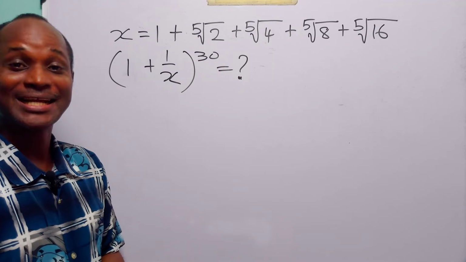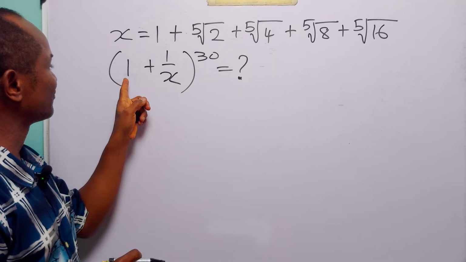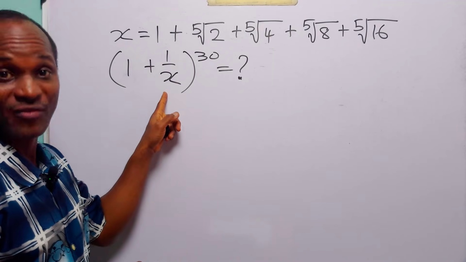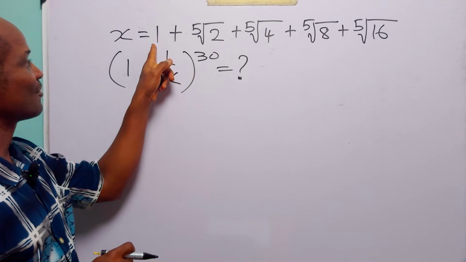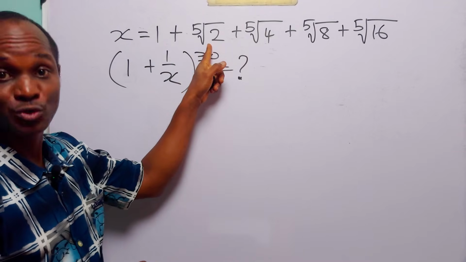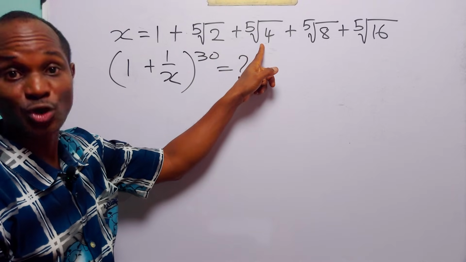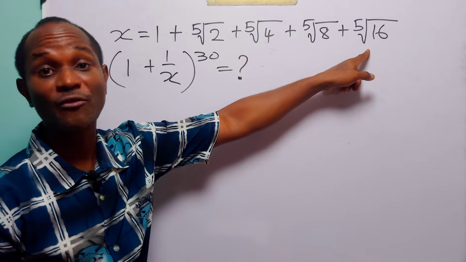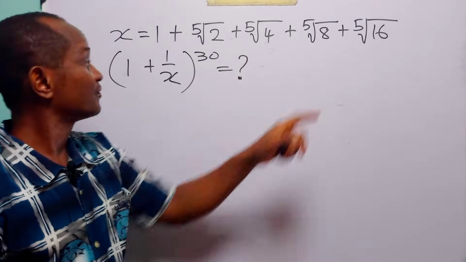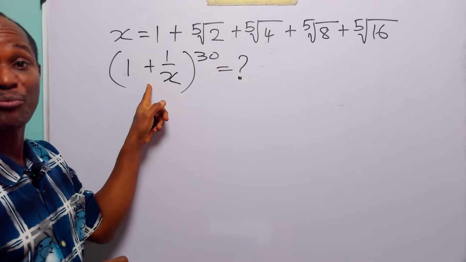Hello and welcome. In this math tutorial, our task is to find the value of (1 + 1/x)^30, given that x is equal to 1 plus the fifth root of 2 plus the fifth root of 4 plus the fifth root of 8 plus the fifth root of 16. Now, to solve this problem, let us start with this bracket.